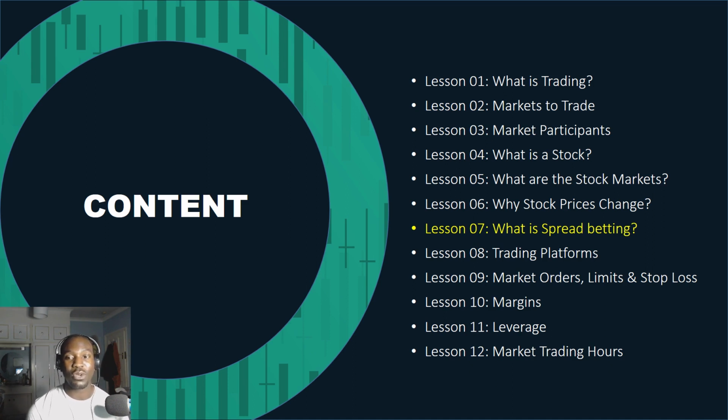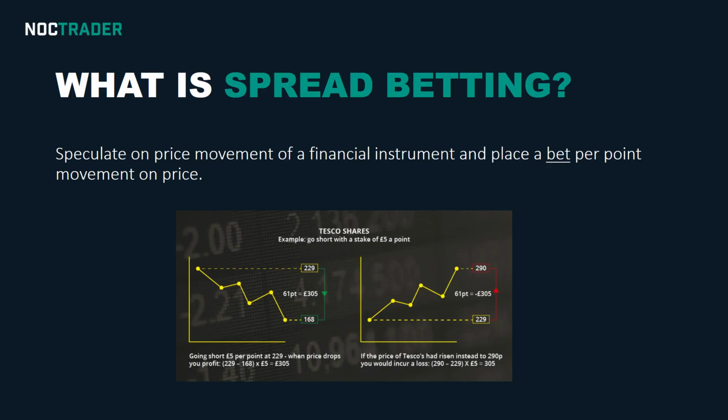Now, in this video, I'm going to be talking to you about what is spread betting. So spread betting is all about speculating on the price movement of a financial instrument. You can place a bet per point movement on price to go either up or down, so you can make money in either direction. Now, spread betting is not available in the American markets because it's considered gambling, but in the UK there are a lot of benefits to spread betting that I'll go through in the next slide.